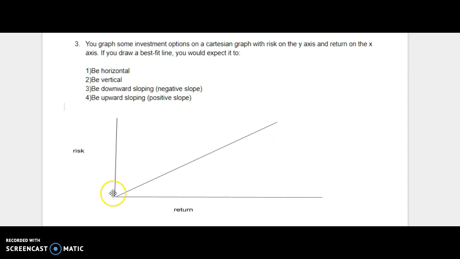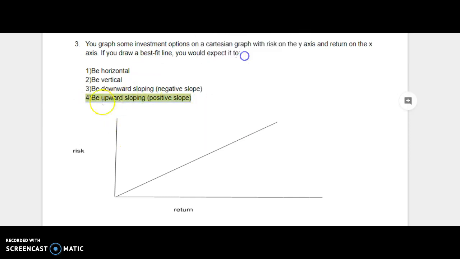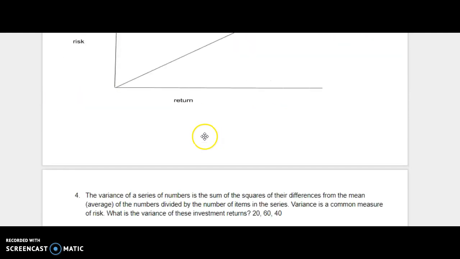So looking at the line we've drawn based on risk and return and the correlation between them, we see an upward sloping positive line. So number 4 would be the best answer here for number 3. Again, upward sloping positive slope between return and risk.